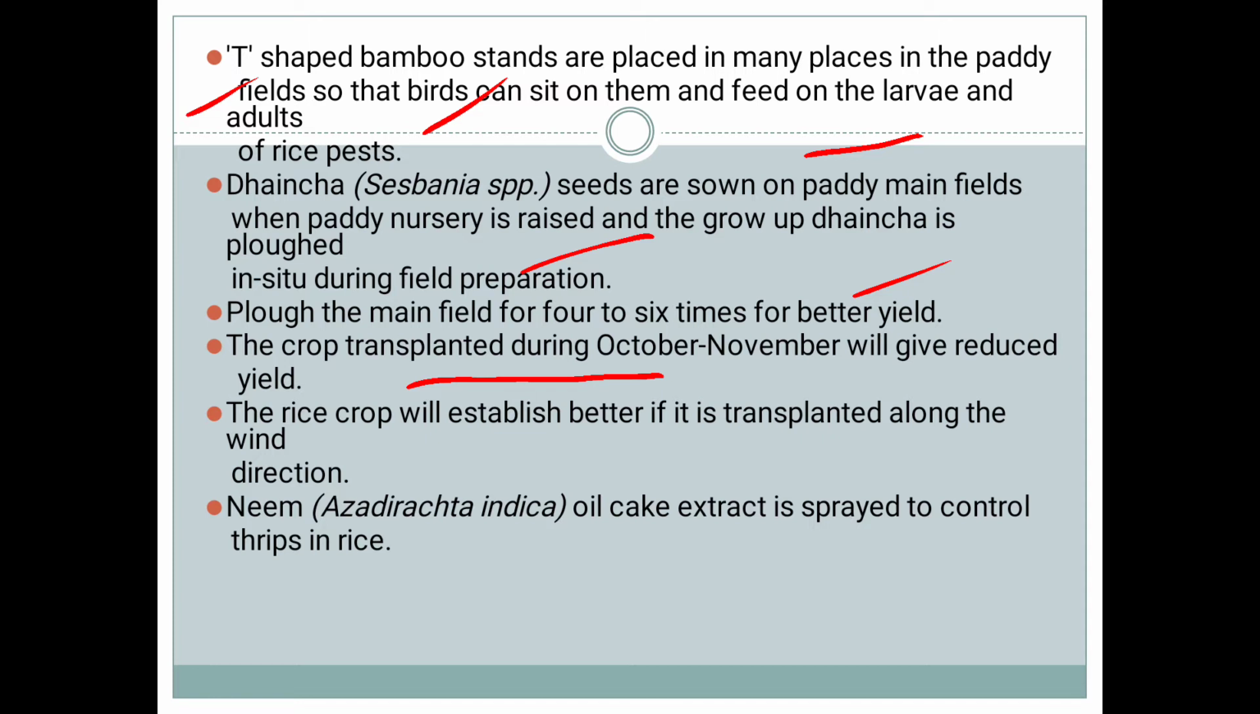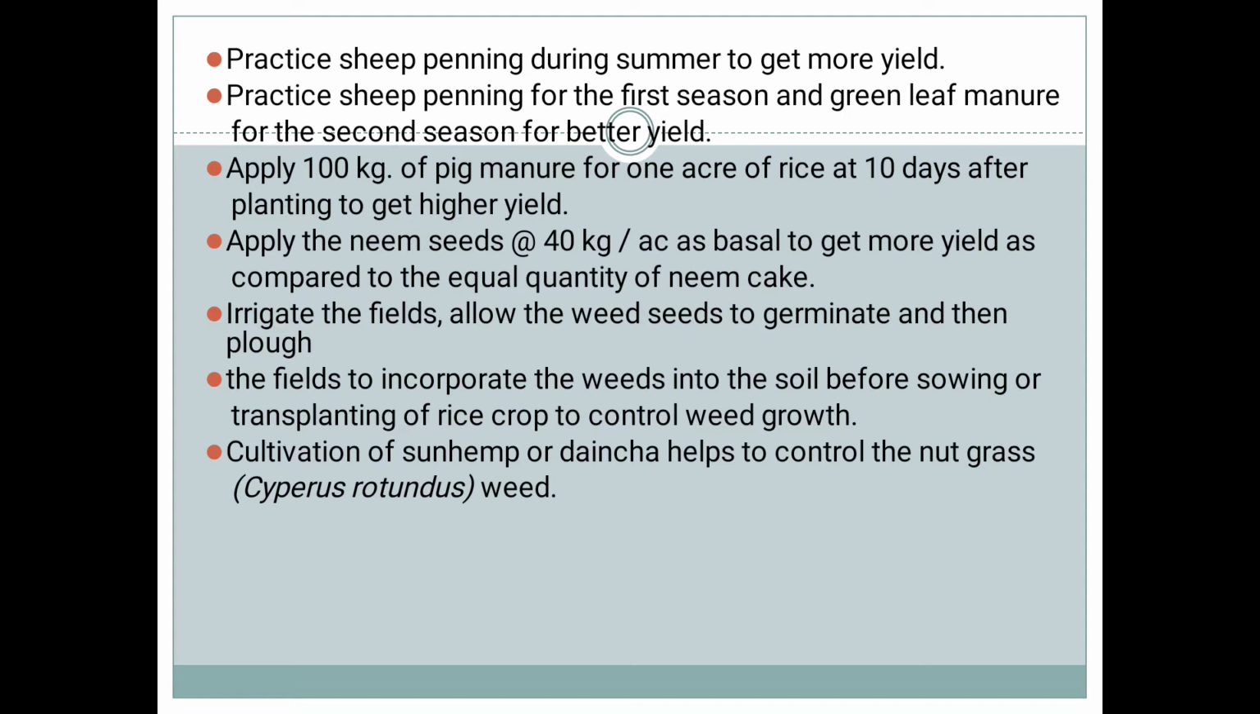The rice crop will establish better if it is transplanted along with the wind direction. Then Azadirachta indica oil cake extract is sprayed to control thrips in rice. Another practice is sheep penning during the summer to get more yield. So sheep penning for the first season and green leaf manure for the second season for better yield.